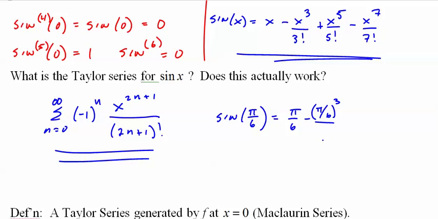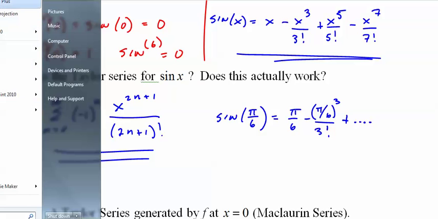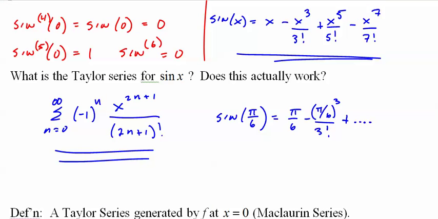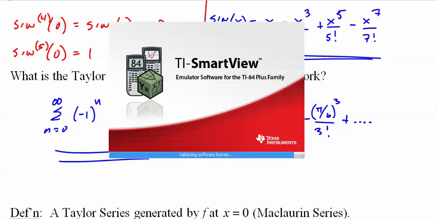Yeah, I'll leave the factorials. 3 factorial dot dot dot. How close will that be to the real sine of pi over 6? Well, we're going to have to go find out. It should be very, very close. It should be a good approximation. It's kind of fascinating. Pi over 6, of course, is 30 degrees, so we should get about 0.5.